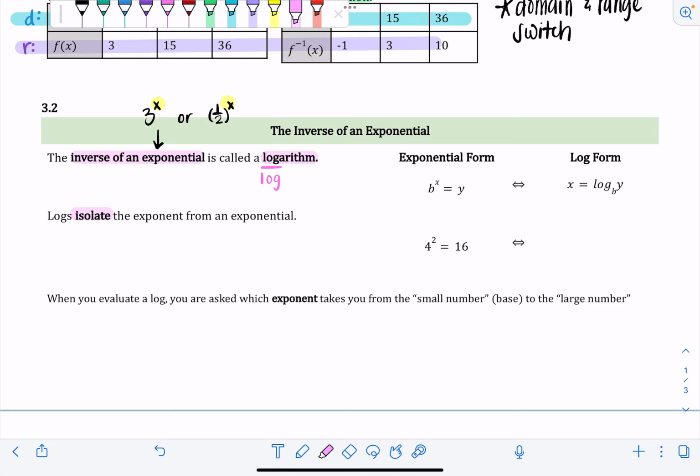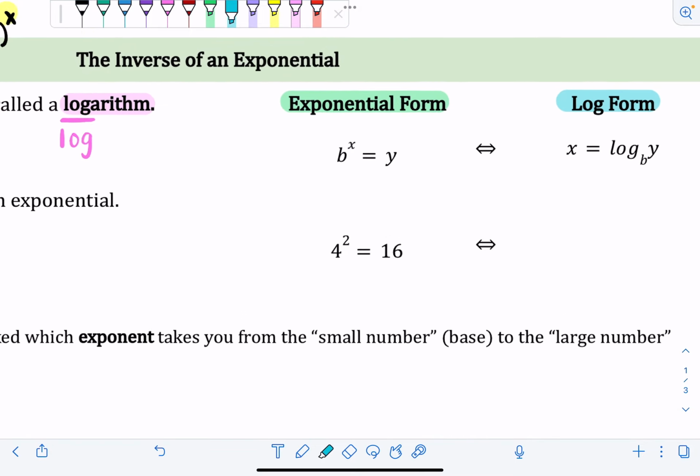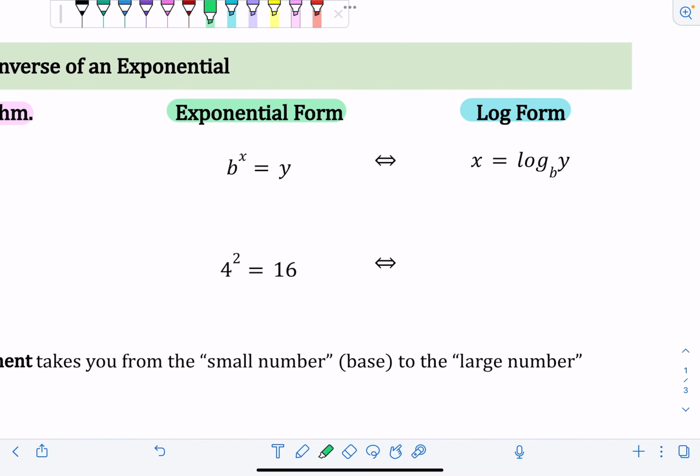Okay, so there's a couple forms that you really want to get familiar with as quickly as possible. I would maybe make a note card for it. The one on the left is called exponential form. And the one on the right is called log form. Those are essentially two different ways of writing the same exact equation, just in different forms. So exponential form is b to the x power equals y. Log form changes it to x equals log base b of y. I'm going to add that really quick.